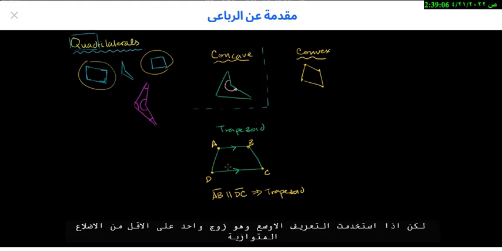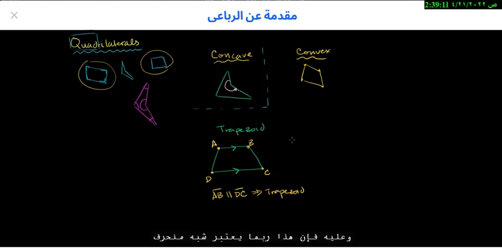If you use the original definition, and that's the kind of thing that most people are referring to when they say a trapezoid, exactly one pair of parallel sides, it might be something like this. But if you use the broader definition of at least one pair of parallel sides, then maybe this could also be considered a trapezoid. So you have one pair of parallel sides like that, and then you have another pair of parallel sides like that.